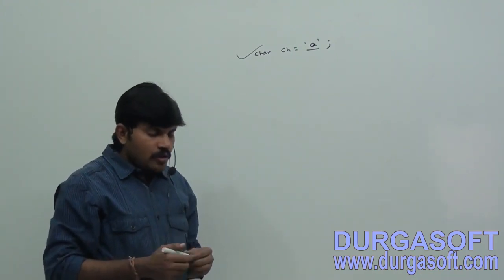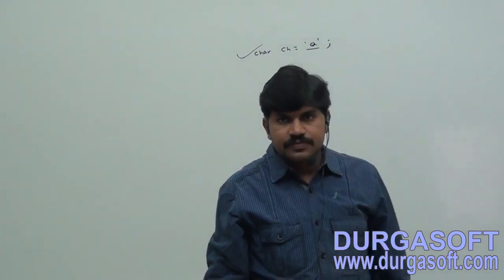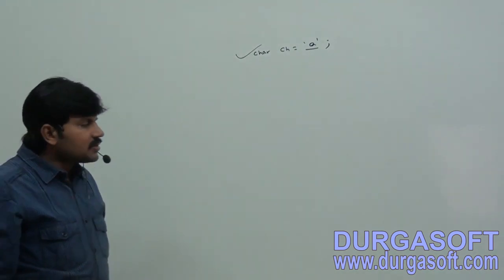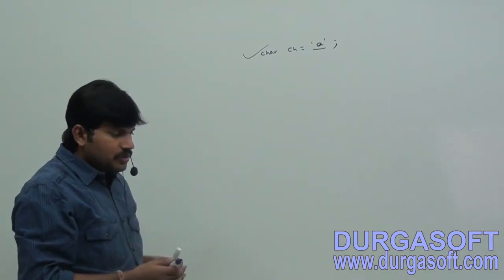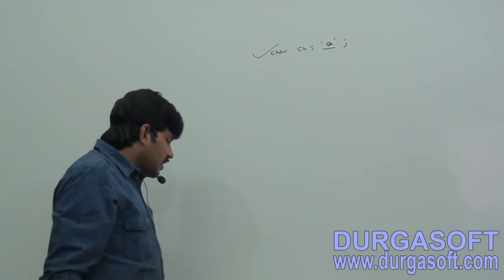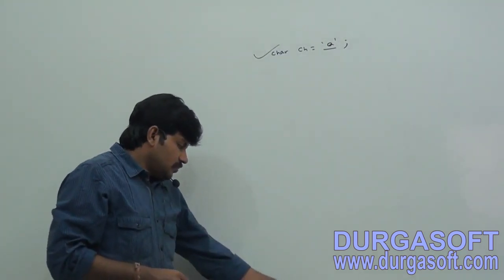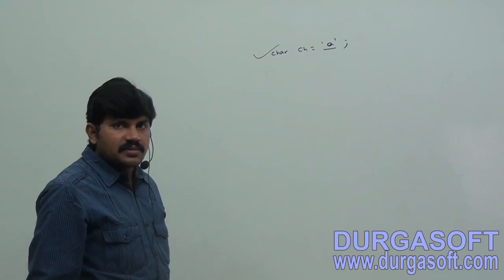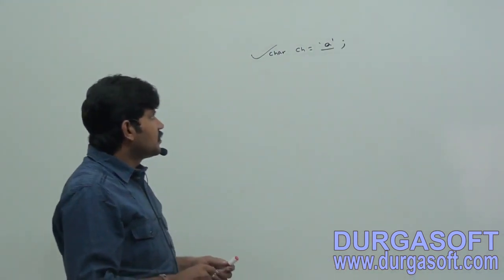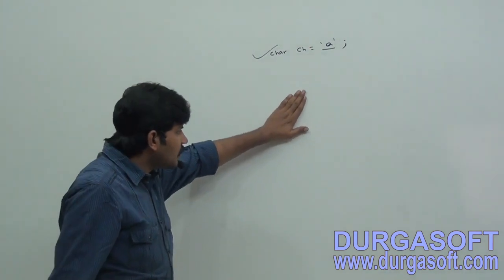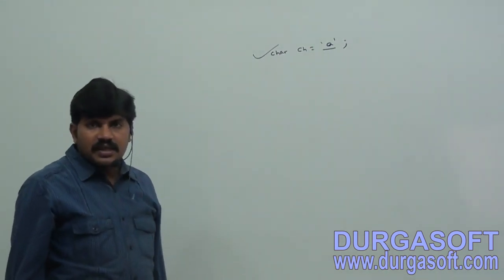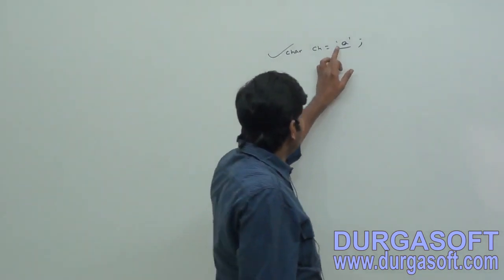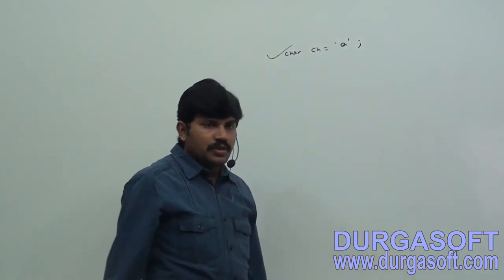We can specify a char literal as a single character within single quotes. That is the example: char ch is equal to 'a'. A single character within single quotes.